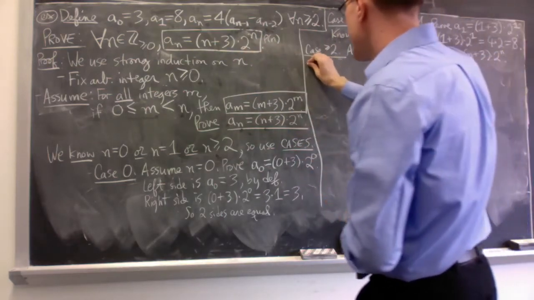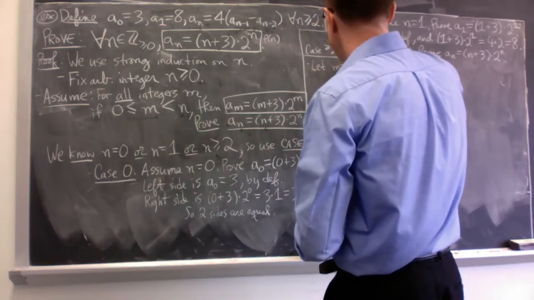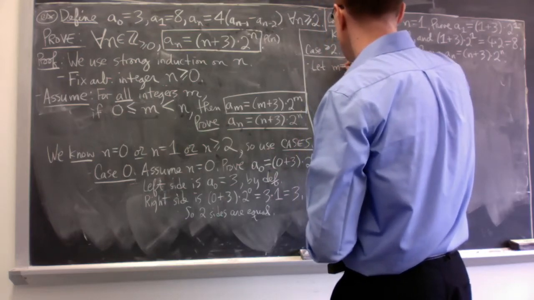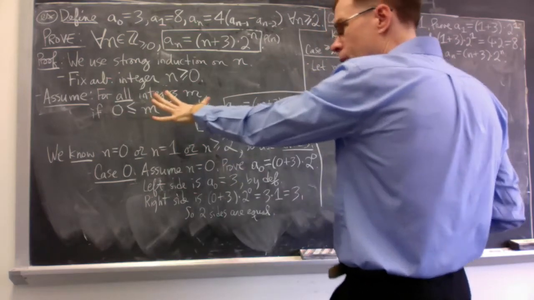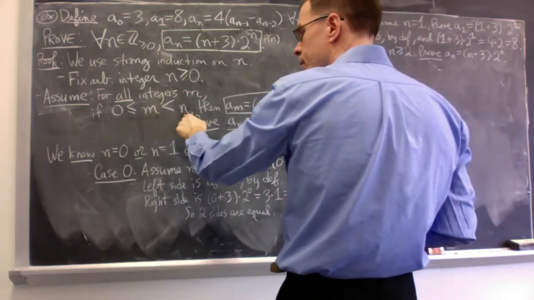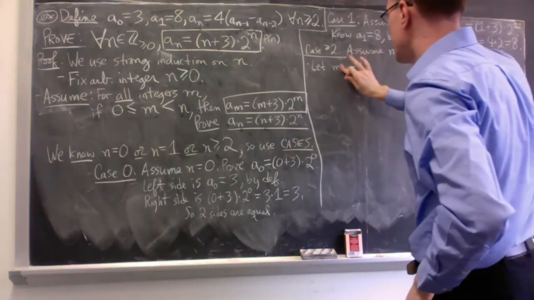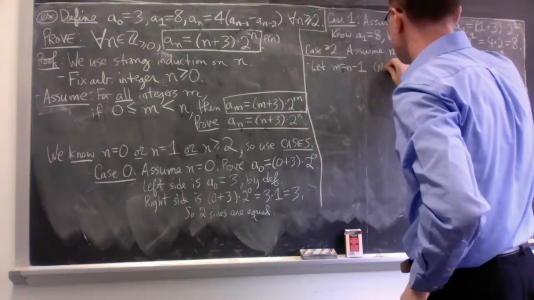So I'm going to say, so take a look at this. Let m equals n minus 1. Use that value of m. Is that allowed, by the way? Yes, because n minus 1 is less than n, and greater than or equal to 0 because n is at least 2. So let's make note of that.